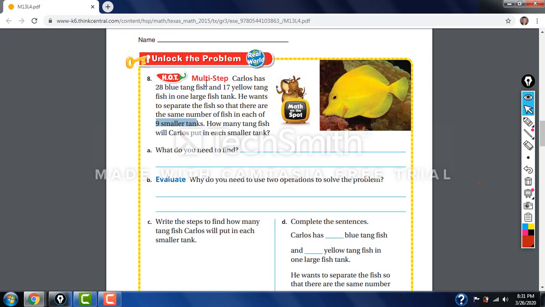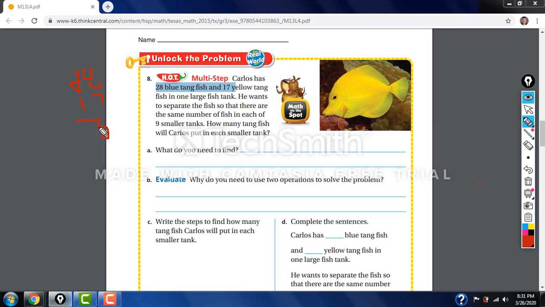Okay. So what do I need to do first here, Yasmin? Both of those are fishes. Yes, I have to get the total first for those. So I have to add 28 plus 17.